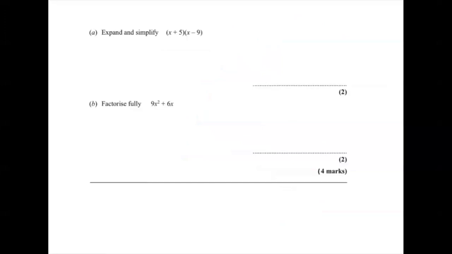All right. We've got a little bit of algebra again. So expand and simplify. Now there's lots of different methods for this. I'm going to demonstrate using Crab's Claw. So x times x is x squared. Then you've got minus 9x plus 5x. And then don't forget it's 5 times minus 9, giving us minus 45. The middle collects, and we've got a final answer of x squared minus 4x minus 45.